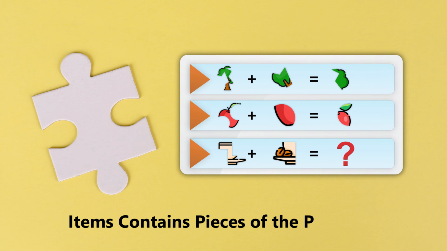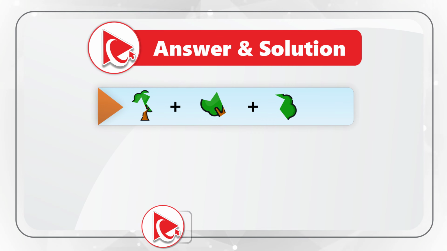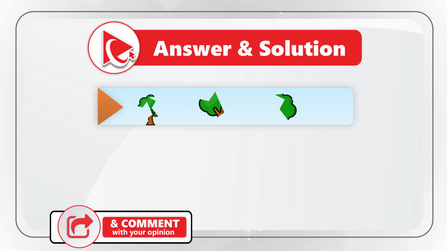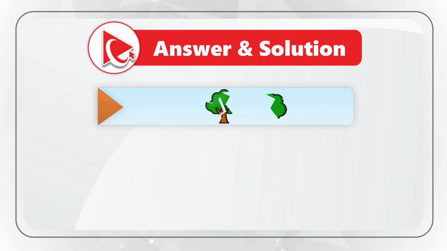What's interesting about this question is that items in the equation contain pieces of the puzzle, but the final piece of the puzzle, which represents the complete object, is missing. Let's look at the example. The first set of objects represents a tree, but we do not see the final piece. In fact, if we rearrange the objects and combine them, we will create an equation which we typically see in our minds. 3 pieces of the tree create a complete piece of the final tree.